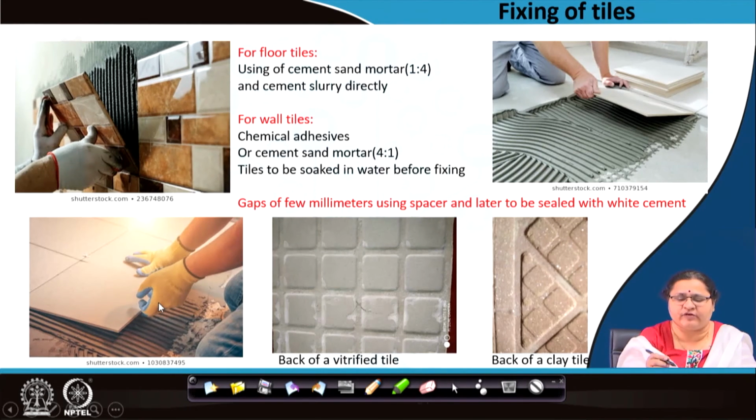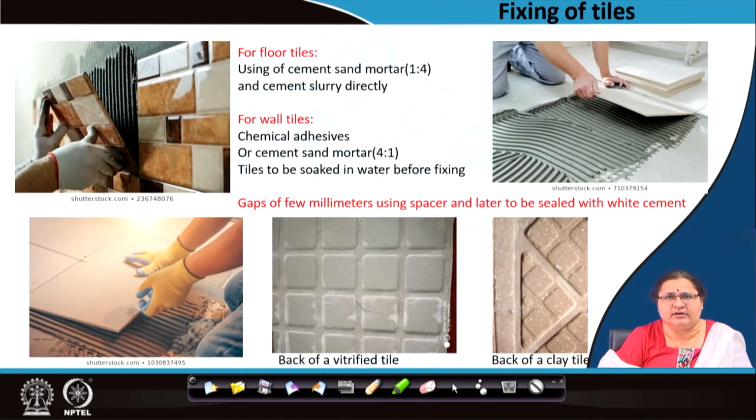So, here you see for floor tiles, the mortar or the base is little, 1:4, and sometimes some cement slurry is also directly used, whereas for a wall the cement is much more, which is 4:1, and at times chemical adhesives are being used to keep it in position, because if it falls it may hurt someone even.